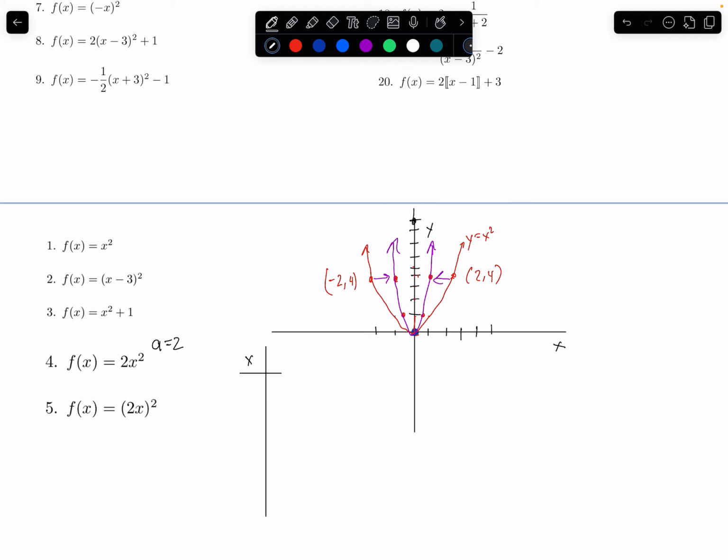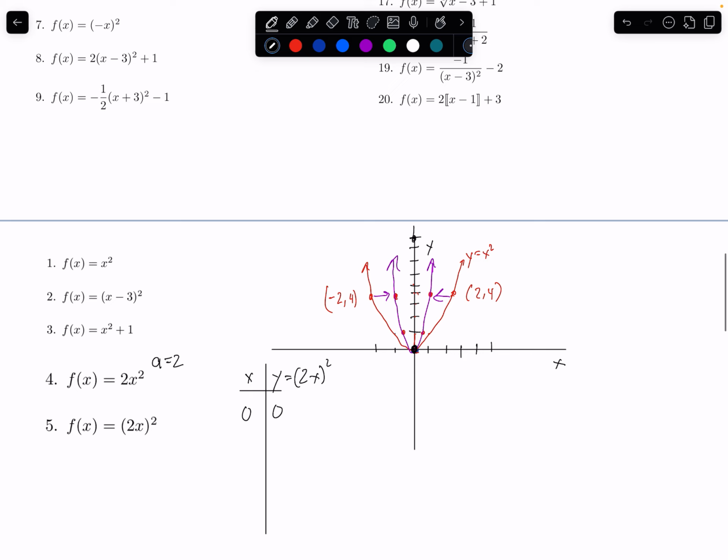At x equals 0, then this guy, if I plug in 0, it's going to get 0 squared, still 0. So that's safe, right? Still there. And then just go out to the left and right. If I move it to x equal to 1, this is going to be 2 squared. That's going to give me 4. And oh, look, that's the point I had earlier, right? You could go out another one time. Let's say I plug in x as 2.